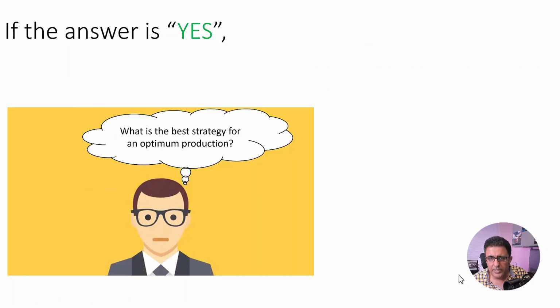So now assume that the company comes to the conclusion that this is a good area to invest. The next question the company has to answer is, what is the best strategy for optimum production? As I mentioned in the previous slide, we are not able to produce 100% of the oil in the reservoir. We are able to produce a percentage of the oil in the reservoir, which is called the recovery factor. The higher the recovery factor, the better for the company because they can make more money. And in order to reach the optimal recovery factor, they have to make some specific strategies during production.